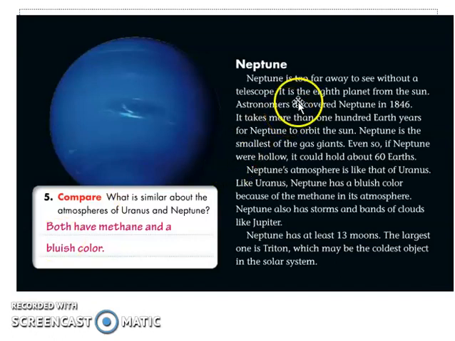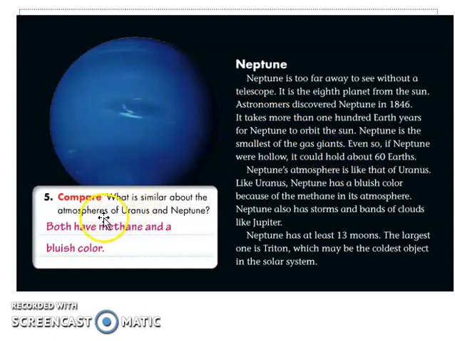Neptune. Neptune is too far away to see without a telescope. It is the eighth planet from the sun. Okay? Astronomers discovered Neptune in 1846. It takes more than 100 years, imagine, more than 100 years to orbit around the sun. Neptune is the smallest of the gas planets. Even so, if Neptune were hollow, it could hold around 60 Earths. Even though they are saying that this is the smallest outer planet, you need 60 Earths to fill this planet.